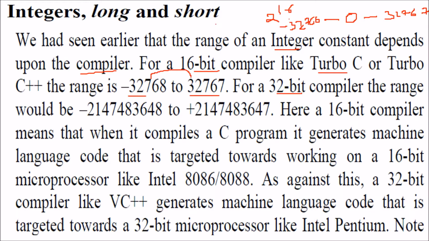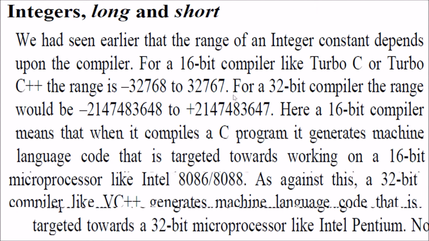Similarly for a 32-bit compiler, it is 2 to the power 32, divided into two parts, left and right. And I'll tell you why the negative number is 1 greater. We'll talk about that later in the discussion. Whenever we are dealing with a 16-bit microprocessor like Intel's 8086, 8088, the C program generates machine language code targeted toward it. But if you are making a program in VC++, the 32-bit compiler generates machine code targeted towards a 32-bit processor like the Intel Pentium.